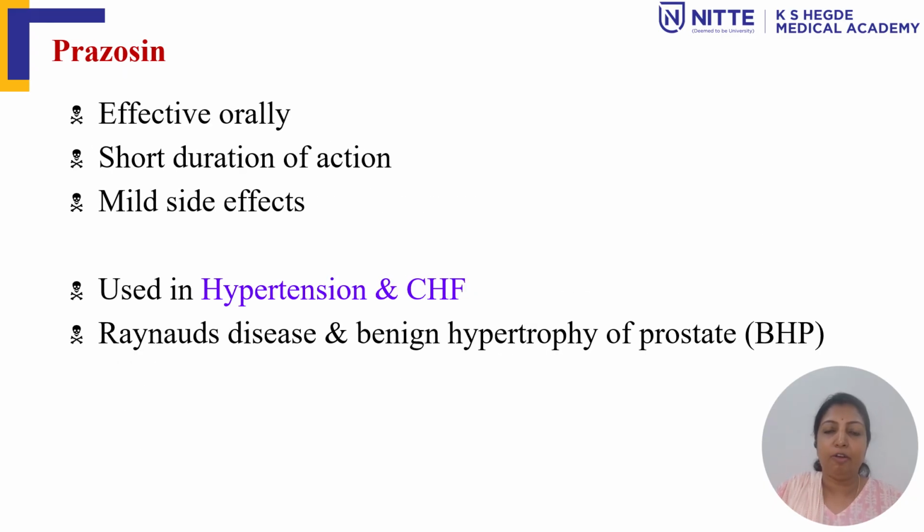Pharmacokinetics: prazosin is effective orally, and they have a short duration of action and very mild side effects when compared with phenoxybenzamine and phentolamine. That is why they are better tolerated than phenoxybenzamine or phentolamine. Prazosin can be used as an antihypertensive drug, as an add-on therapy or a second line antihypertensive drug. It can also be used in congestive heart failure, in Raynaud's disease, a peripheral vascular disease, and also BHP, benign hypertrophy of prostate.